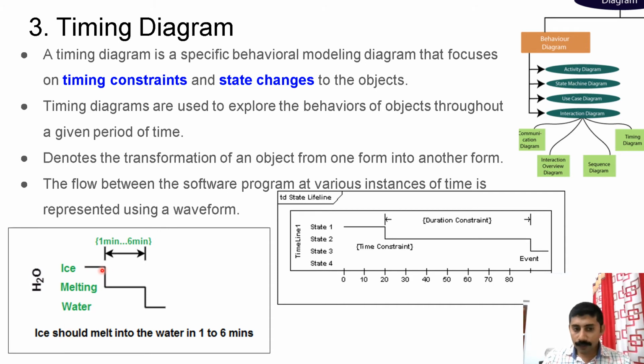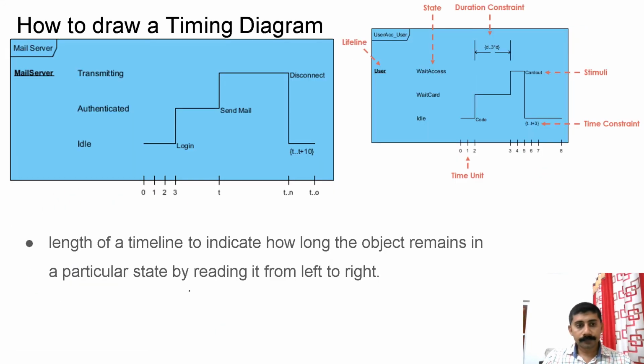That means for the first 1 minute there is no melting. After 1 minute the state changes from ice to the melting stage. Melting will continue for the next 6 minutes. After 6 minutes the entire ice is melted into water. That state transition is shown as a waveform, and the duration between the two transitions gives you how much time it takes for that particular transition. So this is the concept of a timing diagram.